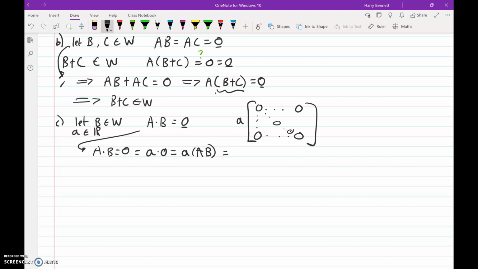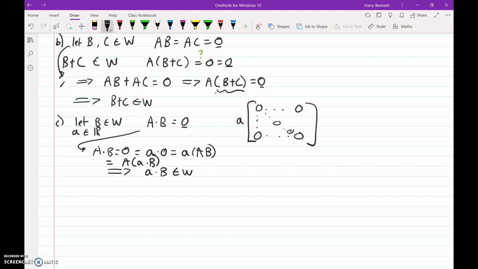In matrix algebra, the standard rule is that scalars can commute. So this is the same as having A times B. Hence this implies that A times B is an element of W, so it's closed under scalar multiplication.